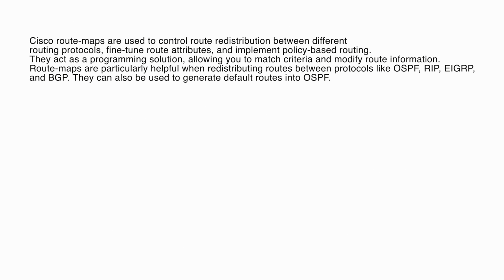So let's talk about Cisco route maps. Cisco route maps are used to control route redistribution between different routing protocols, fine-tune route attributes, and implement policy-based routing. They act as a programming solution, allowing you to match criteria and modify route information. Route maps are particularly helpful when redistributing routes between protocols like OSPF, RIP, EIGRP, and BGP. They can also be used to generate default routes into OSPF.